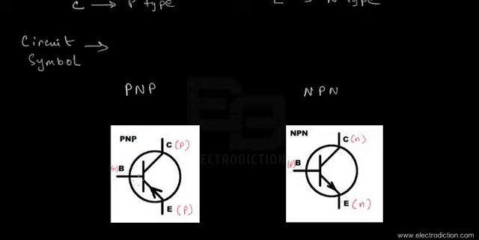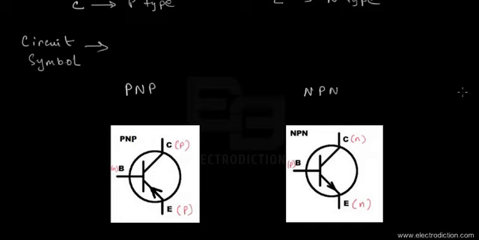So to summarize, in the case of a PNP type transistor, or rather BJT, the arrow mark is directed from the emitter towards the base, and in the case of the NPN type BJT, the arrow mark is reversed, that is from the base towards the emitter, as you can see in these two diagrams over here.